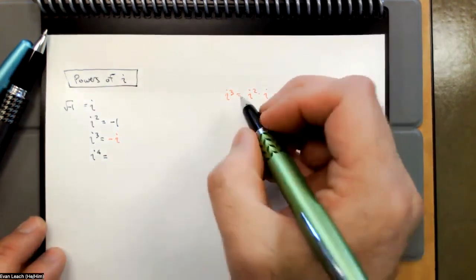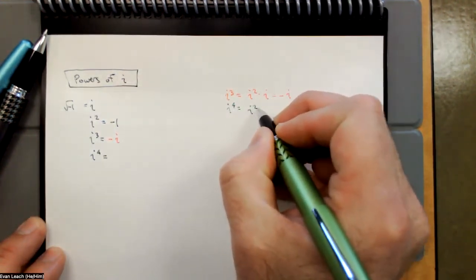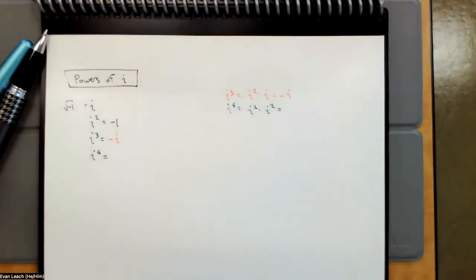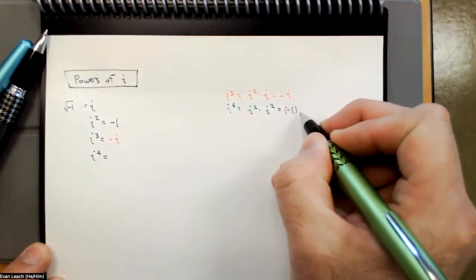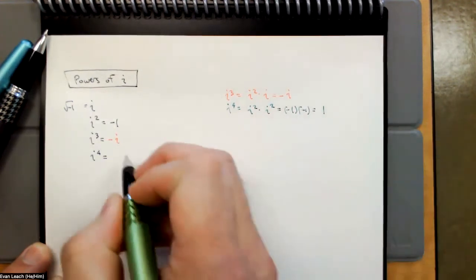Remember, the goal is that we only need 4 powers of i, because then they're all the same. So if I go up to i to the 4th, let's write down what that means. i to the 4th is i squared times another i squared. That's what exponents mean. Something to the 4th is just the squared one twice. But i squared is -1, and -1 times -1 is +1.